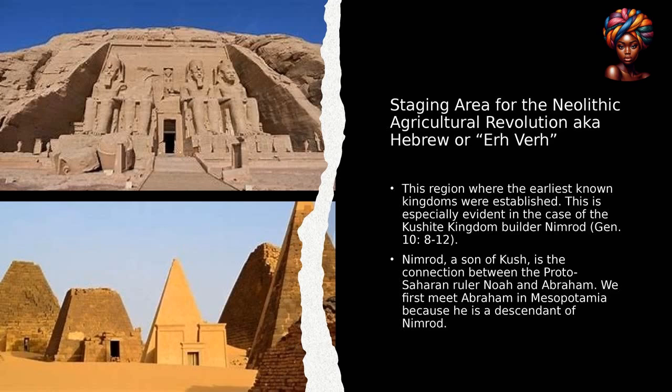Staging areas for the Nilotic Agriculture Revolution, aka Hebrew or Eve. It says the region where the earliest known kingdoms were established. This is especially evidenced in the case of the Cushite kingdom builder Nimrod found in Genesis 10, verses 8 through 12. Nimrod, a son of Cush, is the connection between the proto-Saharan ruler Noah and Abraham. We first meet Abraham in Mesopotamia because he is a descendant of Nimrod, of which again his family migrated to that area. That's how he ended up in Mesopotamia, because of his family migrating out of Cush.